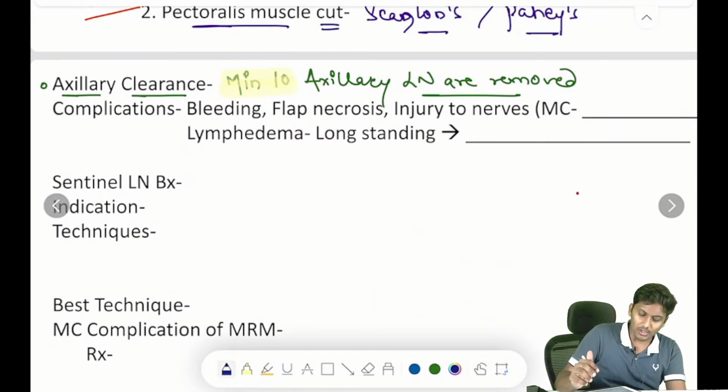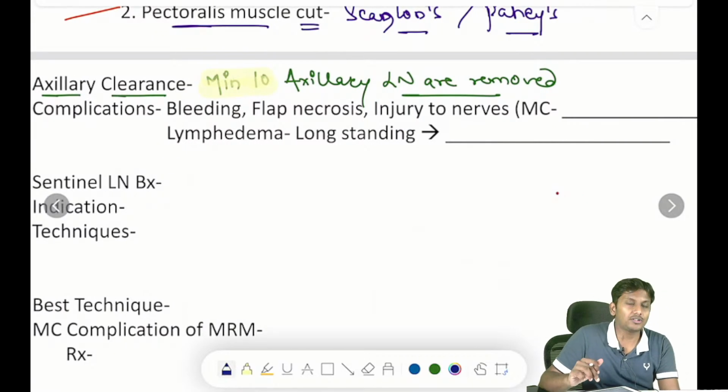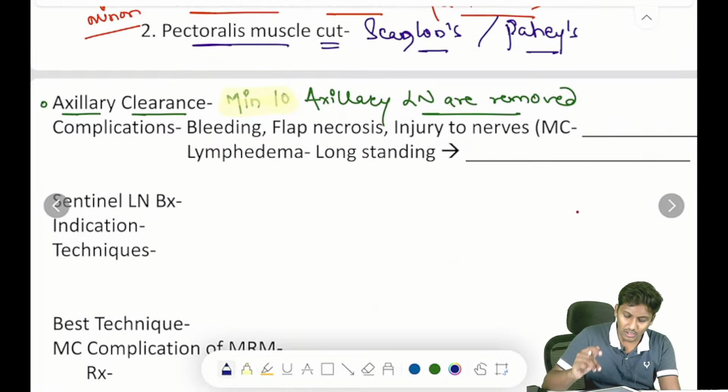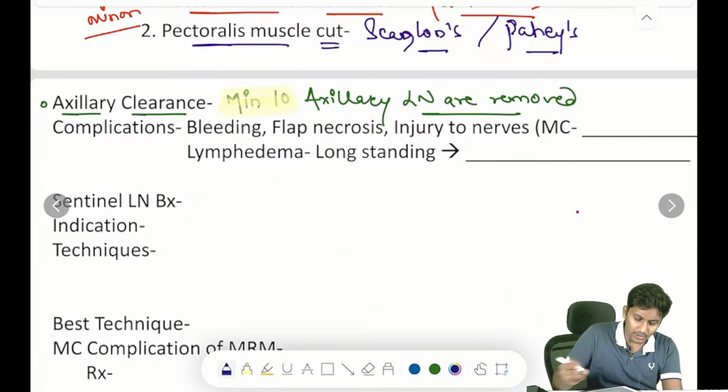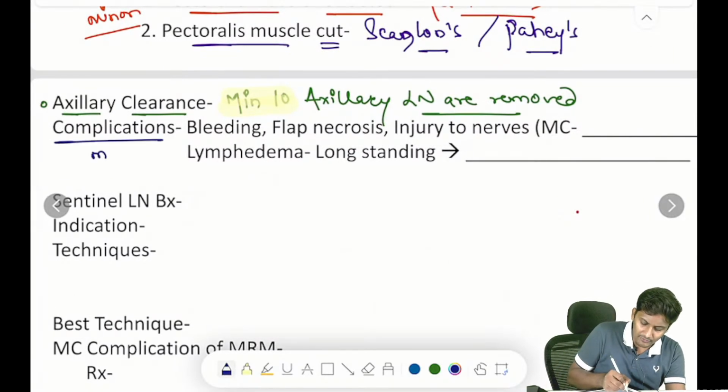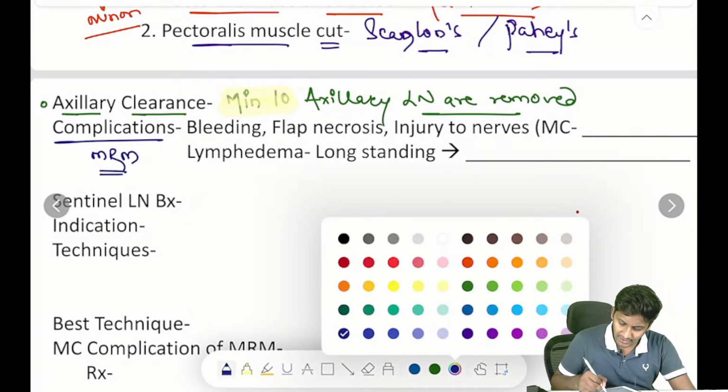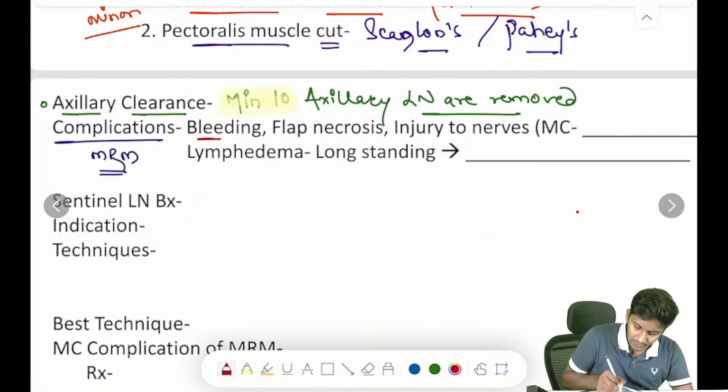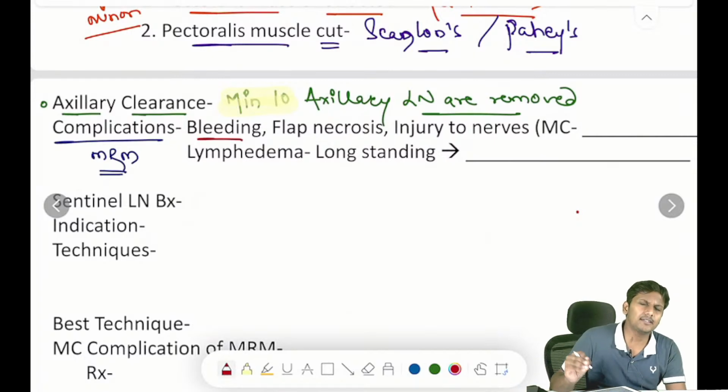Now if I talk about the complications of this axillary lymph node clearance, or the complications of MRM as a whole, ठीक है, definitely क्या क्या होंगे complication? First, definitely the patient can have bleeding. Any surgery or any surgical procedure can lead to excessive bleeding or hemorrhage. ठीक है, so that is common.